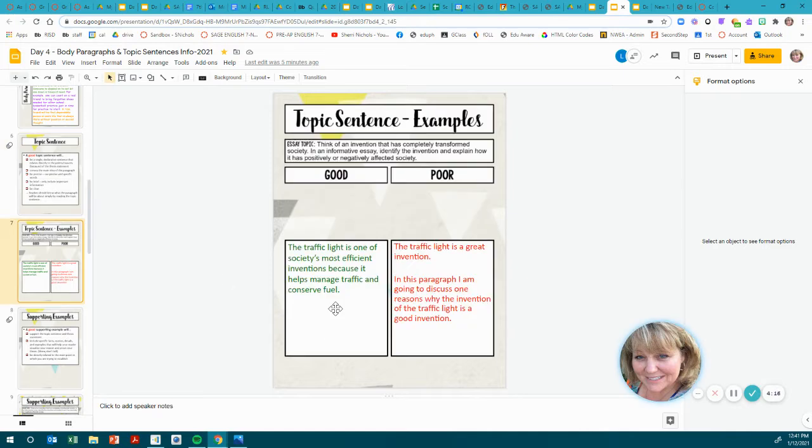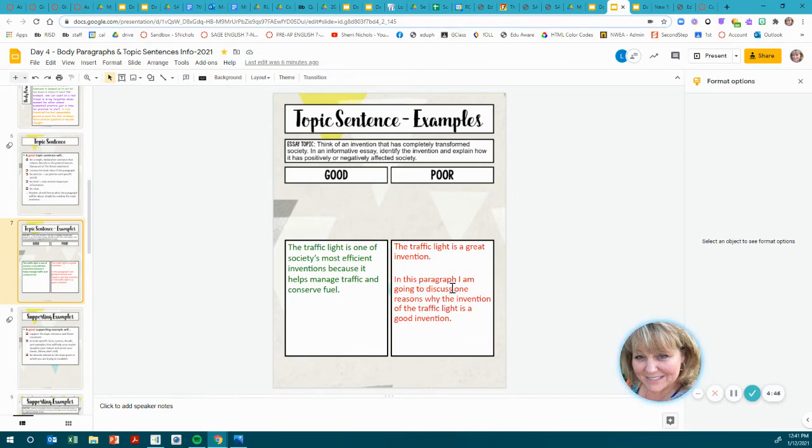Now, here's an example of a well-written topic sentence. The traffic light is one of society's most efficient inventions because it helps manage traffic and conserve fuel. Now, that is actually clear and well-written. If we say the traffic light is a great invention, it doesn't give enough details. Don't say in this paragraph I'm going to discuss. Don't ever say that in your writing.